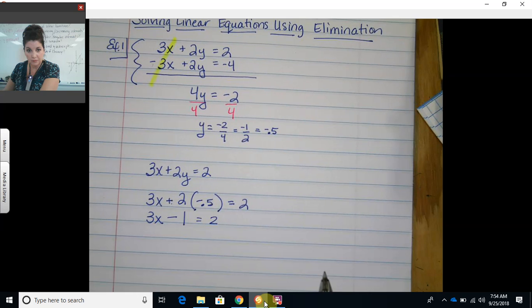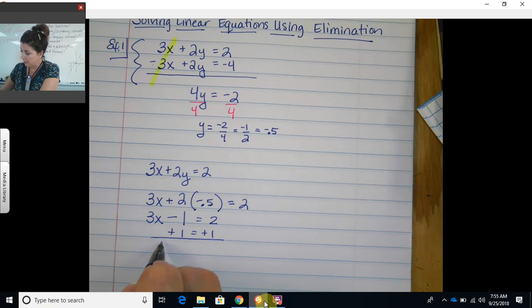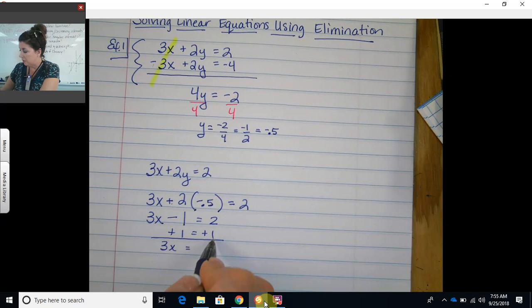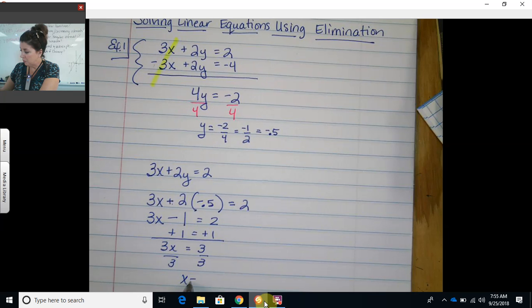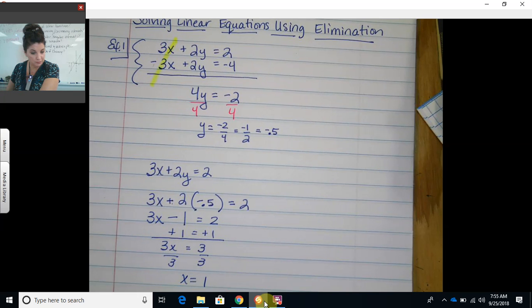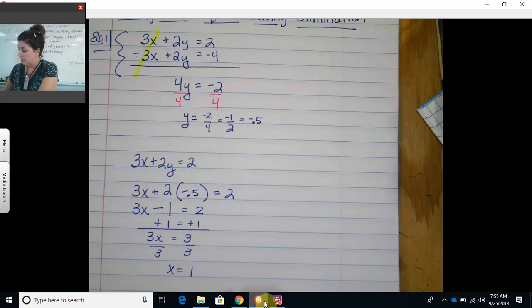Then we'll just add 1 to both sides. And 3x equals 2 plus 1, which is 3. Divide by 3, and x equals 1. Have I solved for x and y? Yep. So my solution, write as an ordered pair.